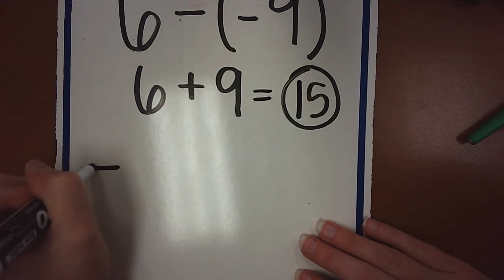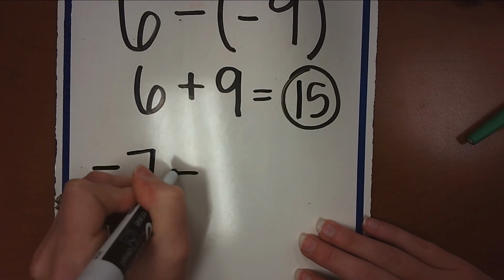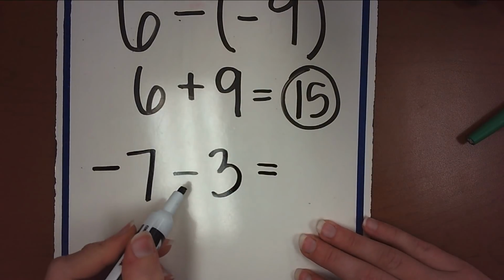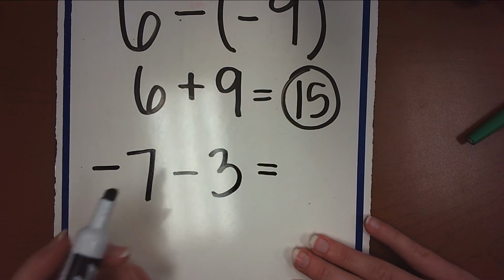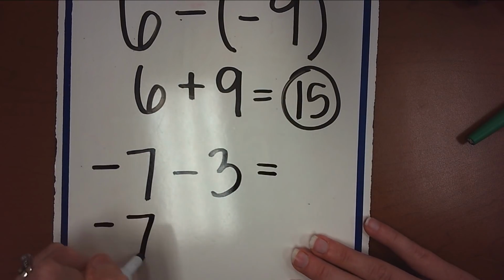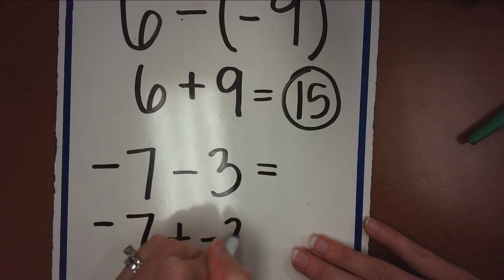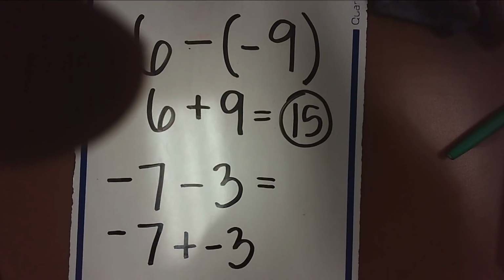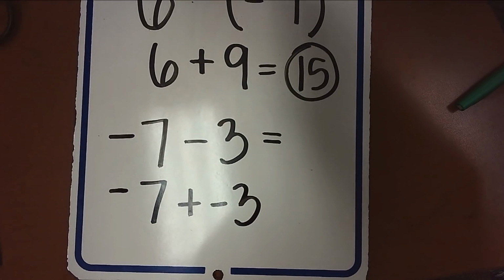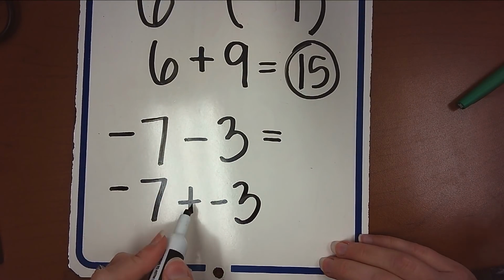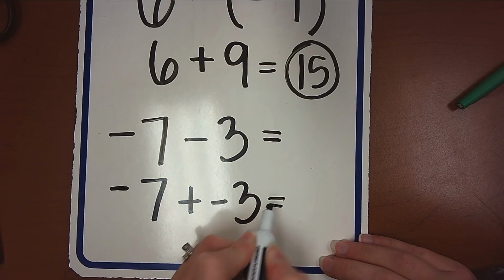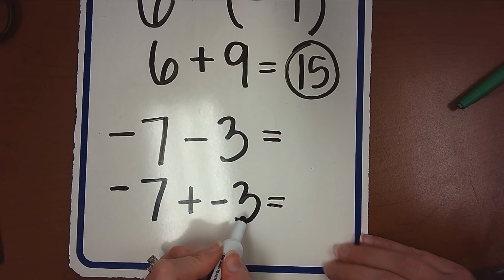I'm going to do one more, negative 7 minus 3. When you see subtracting with integers, you're automatically going to copy, change, change. So I'm going to copy my negative 7. I'm going to change my subtraction to addition. I'm going to change positive 3 to negative 3. And now same signs add and keep.